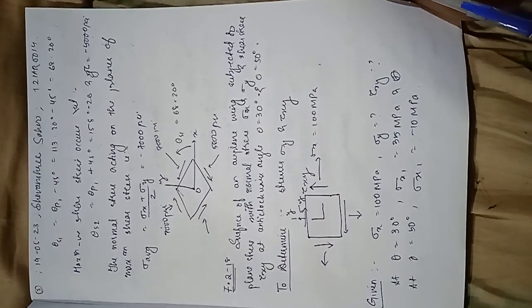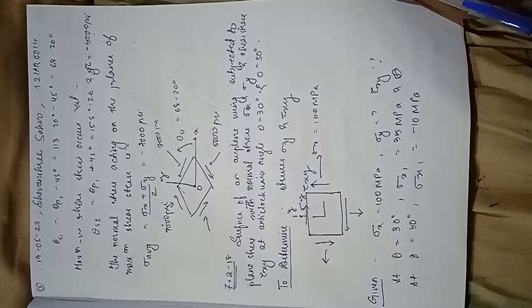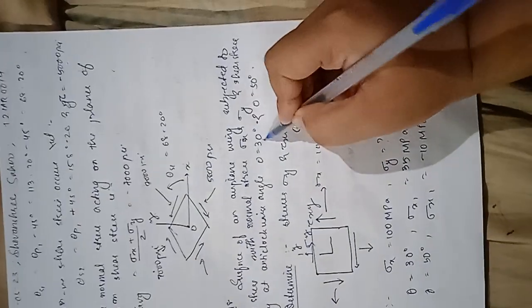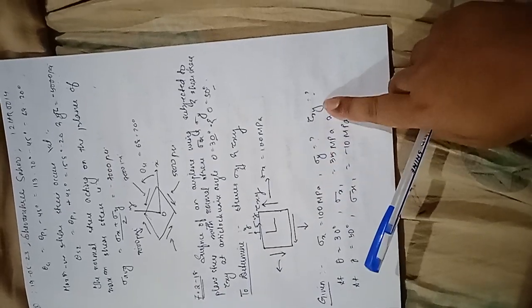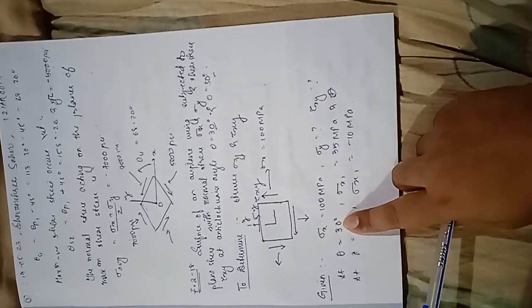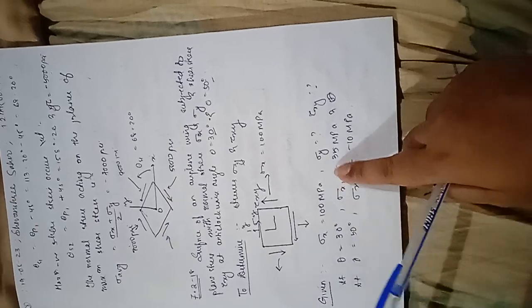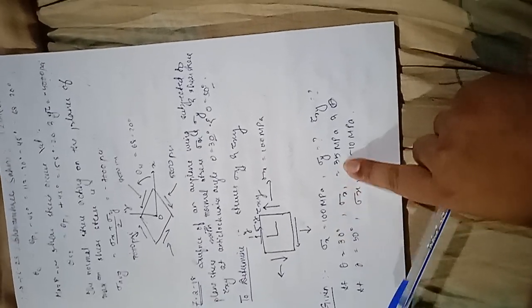There is a surface of an airplane being subjected to plane stress with normal stresses sigma x and sigma y and shear stress, at anti-clockwise angles theta equal to 30 degrees and theta equal to 50 degrees. So you have to determine the stresses sigma y and tau xy. Given sigma x is 100 MPa, and sigma y and tau xy are to be found, with theta given as 30 degrees and 50 degrees. At theta 30 degrees, sigma x1 is 35 MPa, and at theta 50 degrees, sigma x1 is minus 10 MPa.